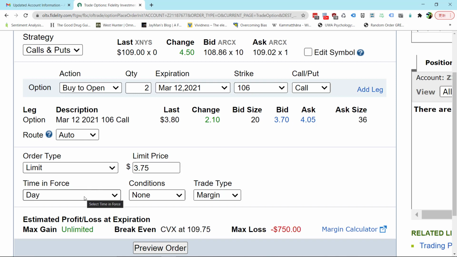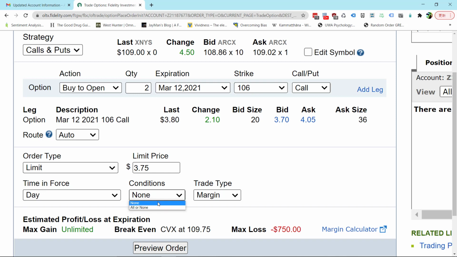So time in force, this is not usually important. You could just stick with day. If you're buying the option now because you have a trade you want to enter now, you're going to get it filled based on this limit price, not based on the time. So I'd just say leave it as day.